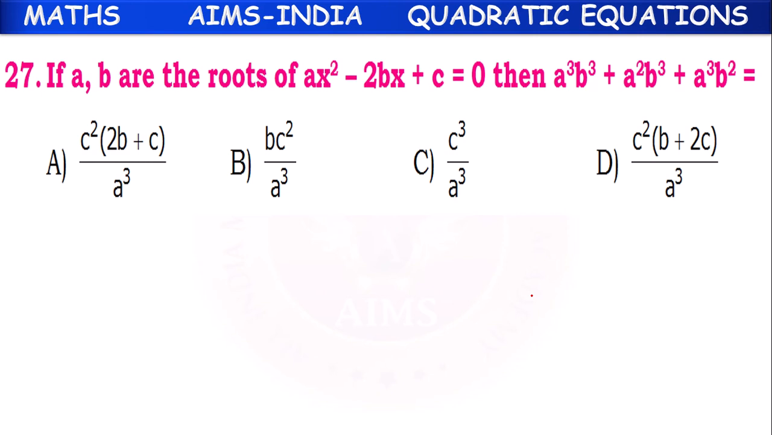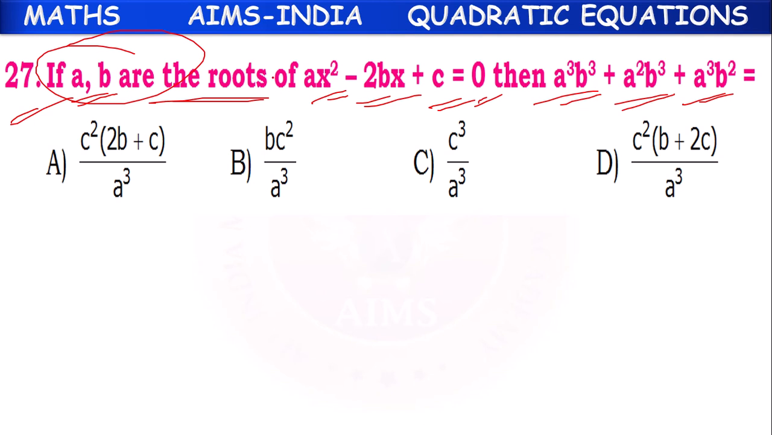Next, 27th. If a, b are the roots of ax square minus 2bx plus c equal to 0, then a cube b cube plus a square b cube plus a cube b square equal to how much? So a, b are the roots of this equation. So then this value how much?